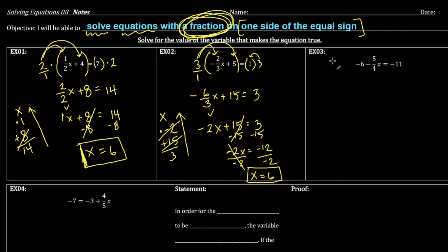Now, if you ever get anything like example number 3, negative 6 minus 5 over 4x equals negative 11, I like to just box these terms. And I just like to move them around. So negative 5 over 4x, that looks like a 9, x, and then I'm going to put this one right here. Minus 6 equals negative 11. So if we look at the denominator again, which is 4, we multiply this whole entire side by 4.